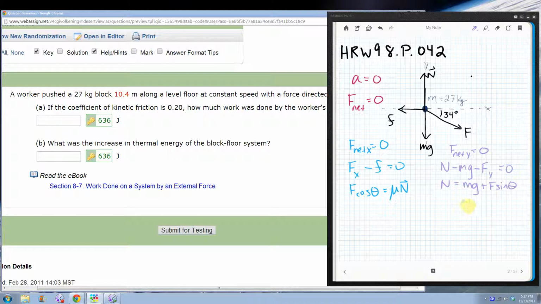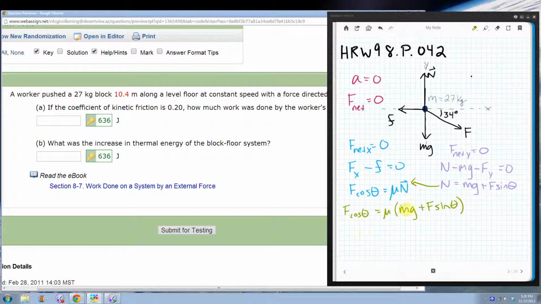If I put N in over here, oh, I forgot the friction over here. Oh, no, I didn't. I'm good. If I put this in over here, I get the force times the cosine of theta equals mu times mg plus F sine theta. I want to solve for F so I can get it, and then I'll be able to work backwards and figure out some stuff.